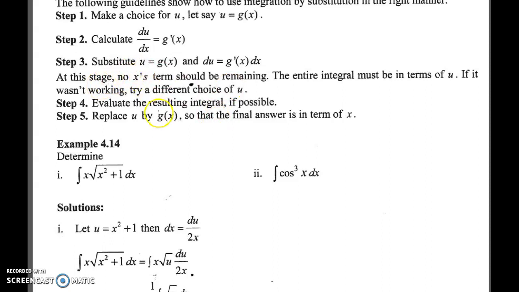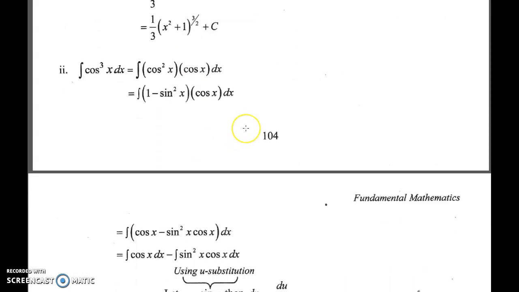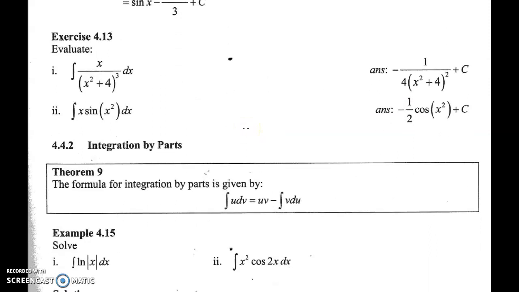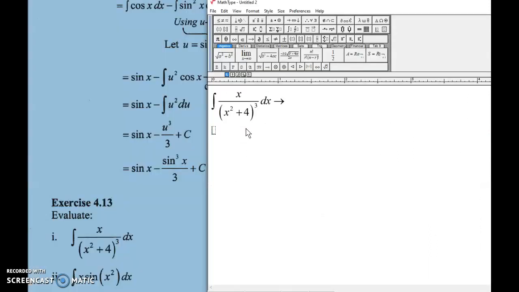After we have successfully changed all of the x terms that we have in this function into u, we can proceed with the integration. After that we are going to replace the u that we have determined before back into x. So we change our function that has been changed to u terms back to x terms. All right, let's try to do it to see how it is done. We look at exercise 4.13.